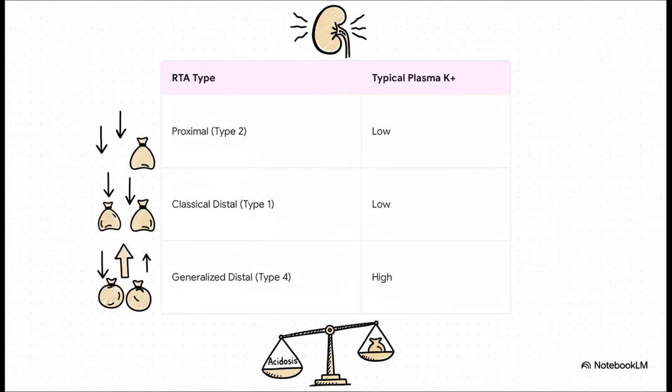And there it is. This is a really crucial distinction. You've got your proximal RTA, which is type 2, and your classical distal RTA, type 1. Both of those typically present with hypokalemia. That's low potassium. But in sharp contrast, you have generalized distal RTA, type 4. That's the odd one out. It classically presents with hyperkalemia, or high potassium.